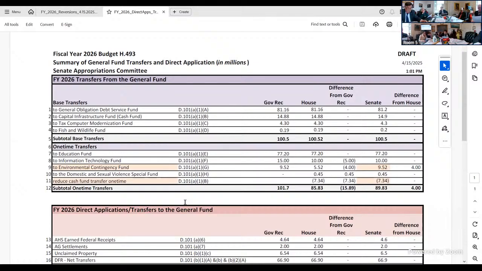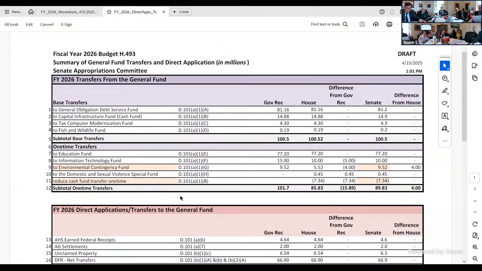So then the next one is to the tax computer modernization fund. Per statute, a very, very small percentage of the money that the tax department collects is transferred to the tax computer modernization fund so that they can maintain and update the tax collection computer system. And then the last one is to the Fish and Wildlife Fund. So you see this as a transfer into the Fish and Wildlife Fund. This is for their department restructuring and financial restructuring.